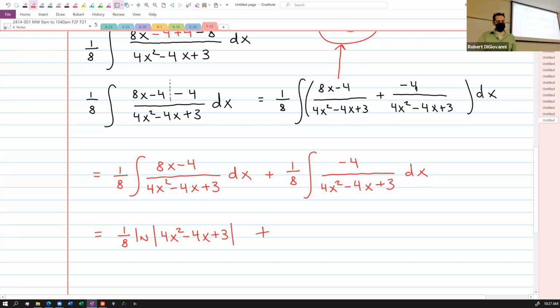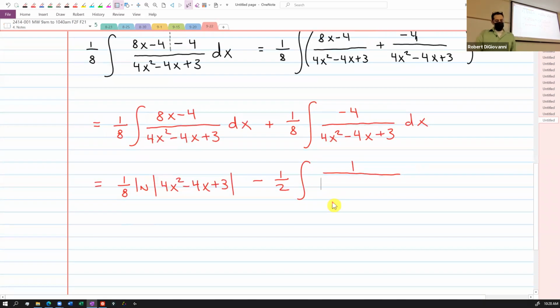Plus, okay, now this one, I'm gonna pull the -4 out. So I'm gonna make it -1/2 integral 1 over. Oh, you know what? I'm gonna have to pull something out there, aren't I? Because if I complete the square on this, I need a 1 in front of the x squared, don't I? Oh, crap. Okay, you know what? I'm just going to write it down right now and let's go work on it. That's going to take a little bit of work.